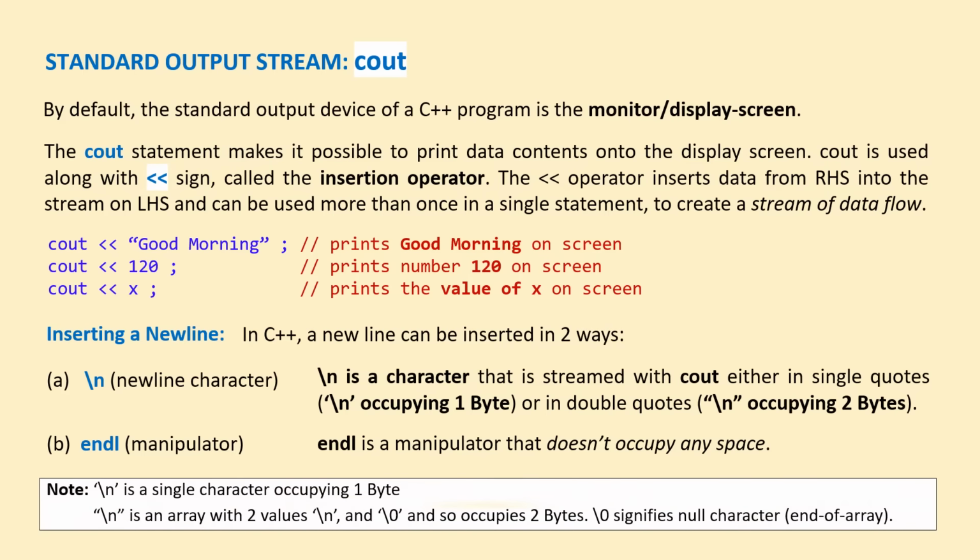Note that \n in single quotes is a single character, and so occupies 1 byte, while the \n in double quotes is an array with two values, \n in single quotes, and the \0 in single quotes, and hence it occupies 2 bytes. \0 signifies null character or the end of array.